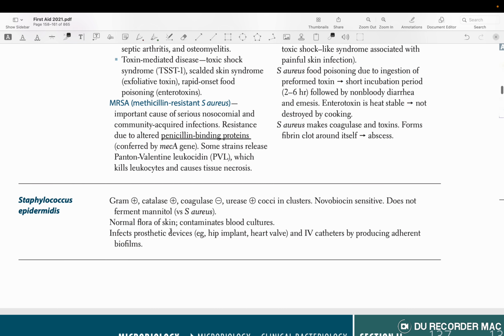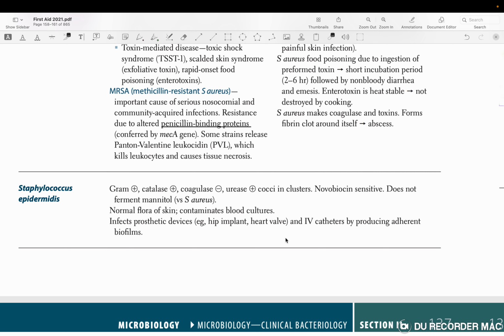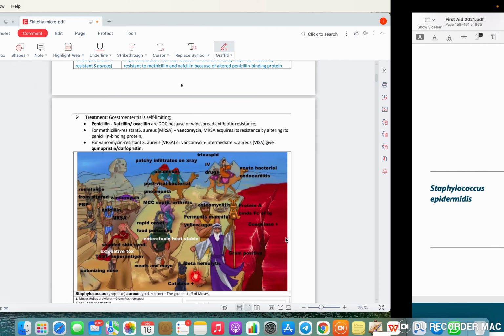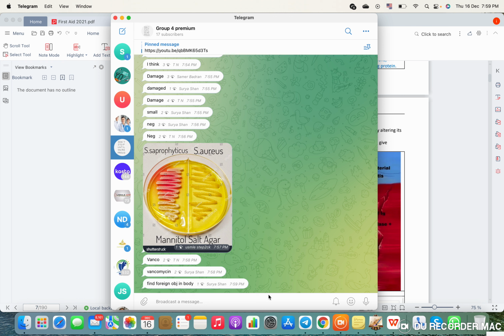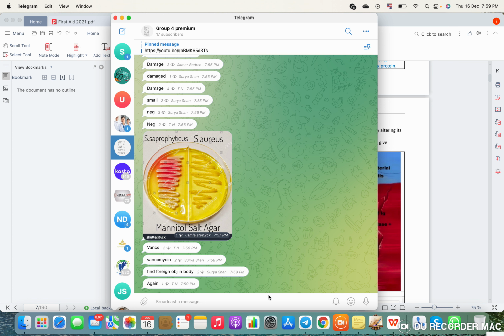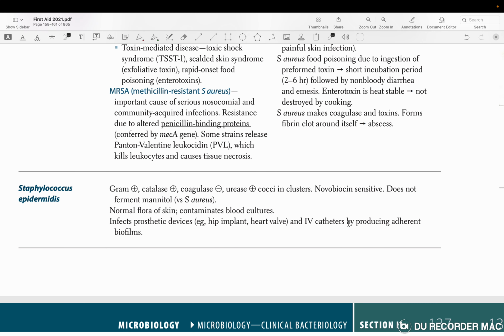For Staph epidermidis, it's normal skin flora. It contaminates blood cultures. This is super common because basically it's everywhere. So I have a question. If you took a culture from a patient and you find that he has Staph epidermidis, what is your next step? What should you do next? I will give you options: 1, give antibiotic; 2, take the culture again; 3, do a chest x-ray. You have to do it again because there is a really high chance that it is contaminated.